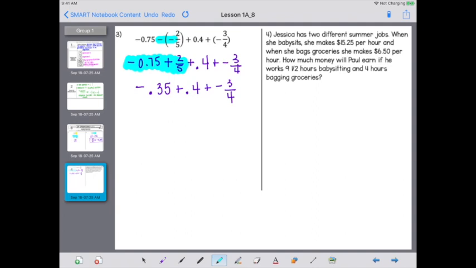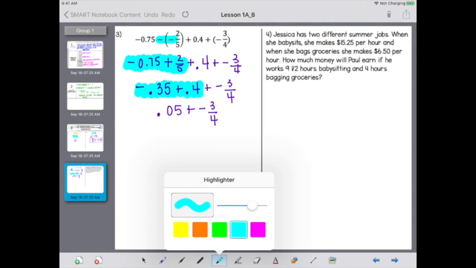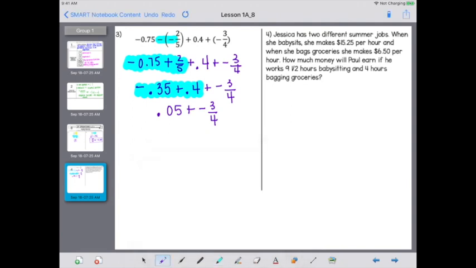Then we're going to keep on going with our addition and subtraction. Negative 0.35 plus 0.4 is going to be 0.05 plus negative 3/4. If you want to change it to a decimal, you can. When you add those two together, a positive and negative, you're going to get negative 0.7, or as a fraction, negative 7/10. For number 3, you should have gotten one of those answers.